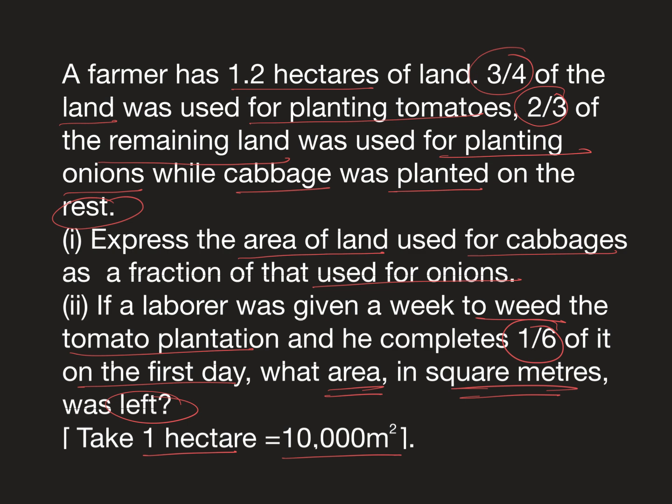So what we understand from this question is the farmer has 1.2 hectares of land as an area and he planted different crops. He planted tomatoes, onions, and cabbages. But the fraction of the land allocated for these vegetables were different. So that is actually the sense that we can make from this problem. We have 1.2 hectares of land, so let's try to convert that first into meter squared.